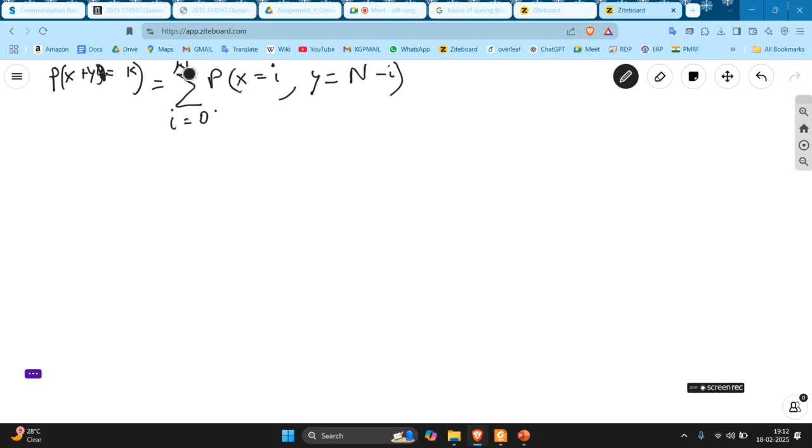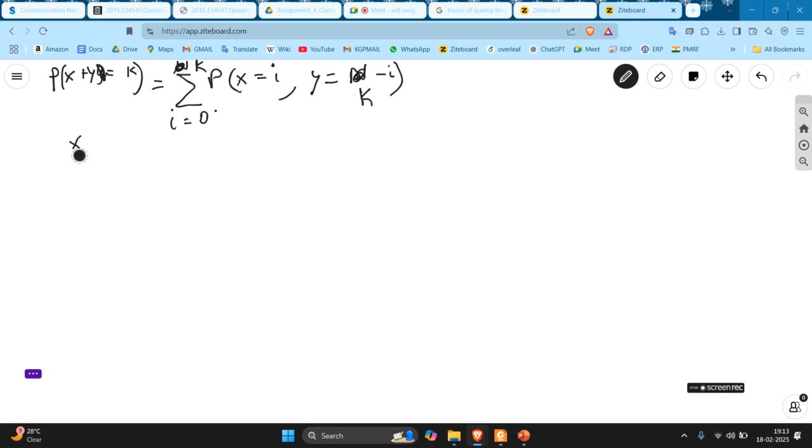Sorry, not n, k. So here the total is k. If x is equal to i, then y will be k minus i. So i can be 0, then x equal to 0 and y equal to k. Or i can be 1, then x equal to 1 and y equal to k minus 1. Like that, finally i can be equal to k, then x is equal to k and y is equal to 0. So this is P of x equal to i, y equal to k minus i. We have to find the probability distribution of this.